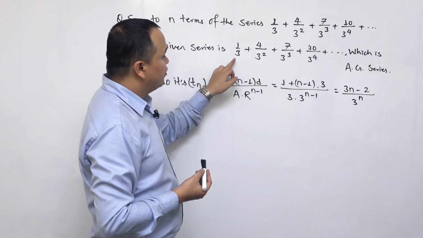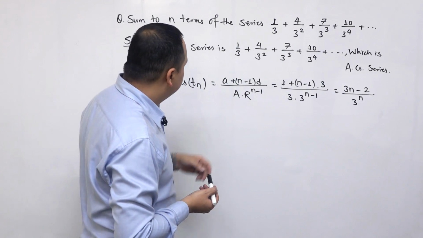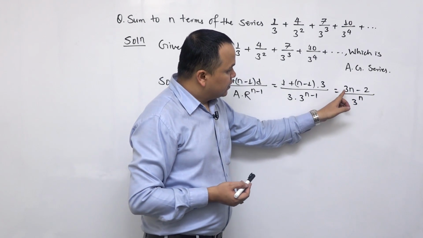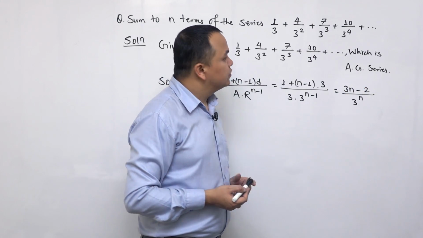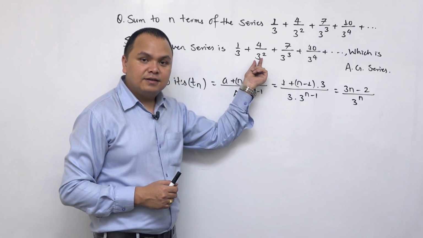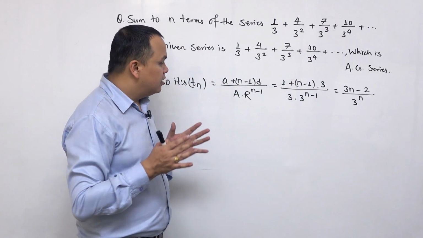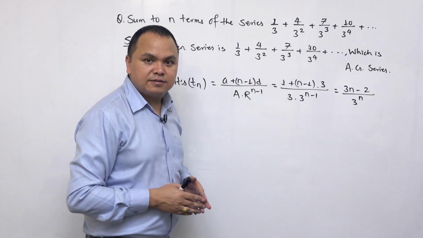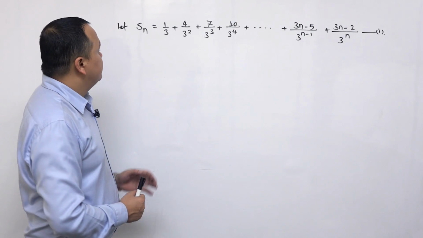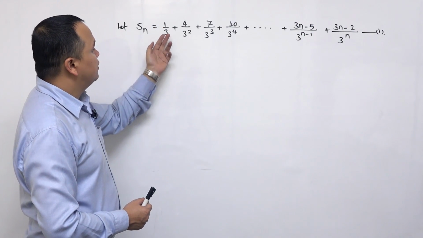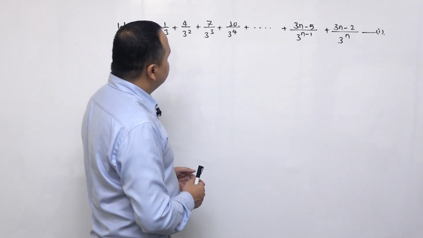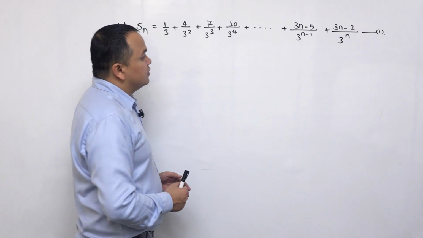Here our T1 is 1/3. Similarly, if we put n equal to 2, it gives 3 into 2 minus 2, which is 4 upon 3 squared. Our T2 is 4 upon 3 squared. So our Tn is 100% correct. Now let Sn be the sum of first n terms. Then Sn is equal to 1/3 plus 4/3 squared plus 7/3 cube plus 10/3 to the power 4 plus dot dot dot.